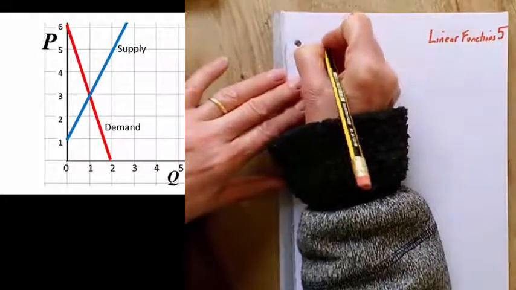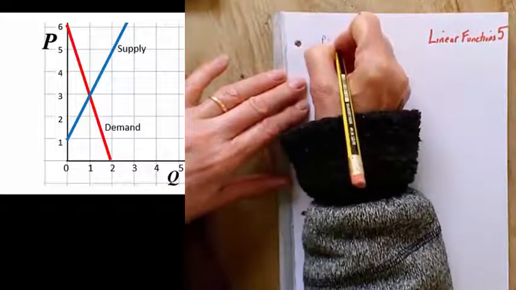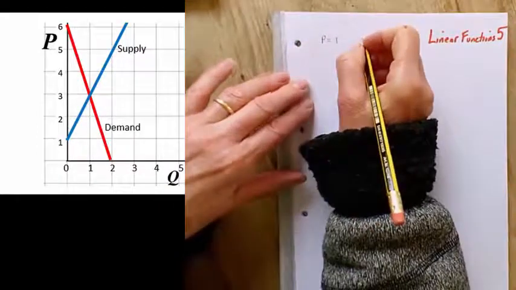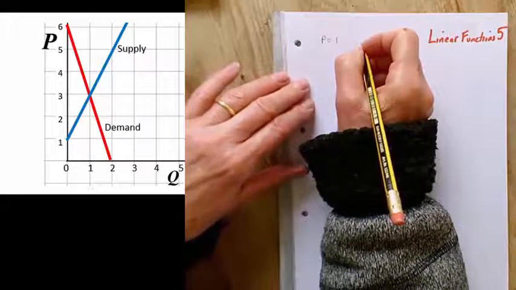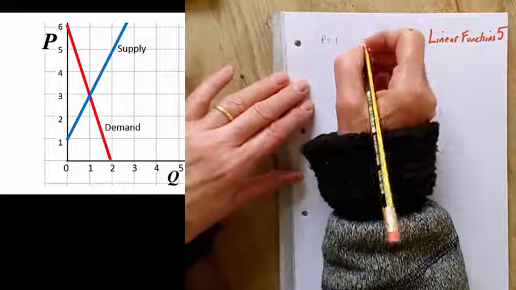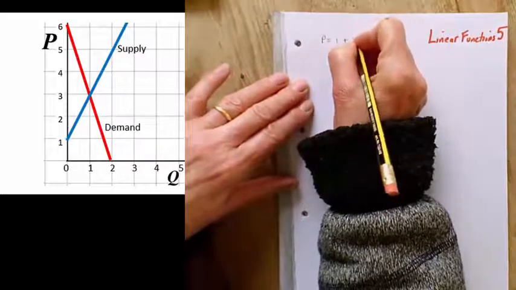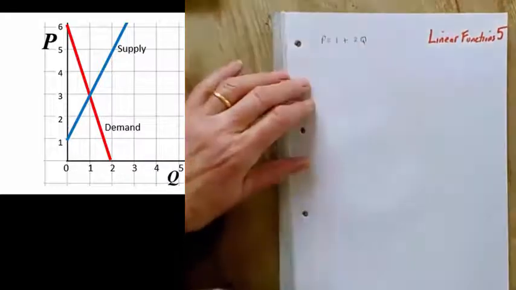What's our equation? The equation is P equals 1 because it crosses the P-axis at 1. If we look at the gradient, it looks like a gradient of 2, doesn't it? It's going up 2 for every 1 across. So that's a plus 2Q, so that's our supply function.